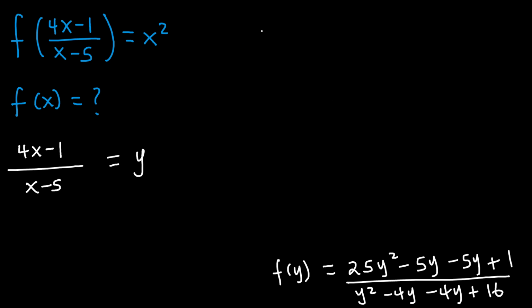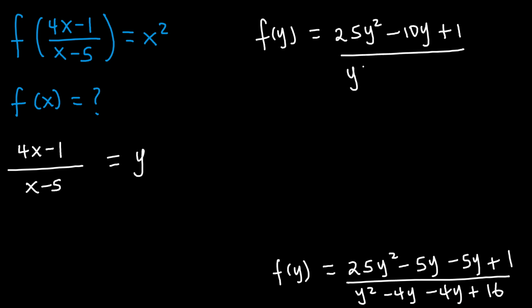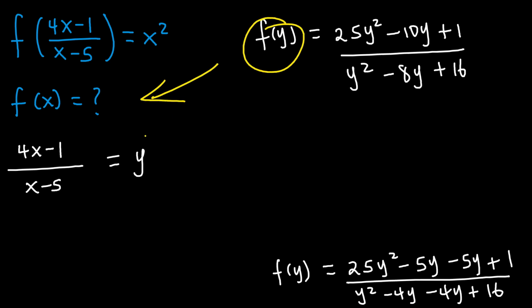And so this will give us f of y equaling, now this will be 25y to the power of 2, and then negative 5y minus 5y, which is negative 10y, plus 1. And this is divided by y to the power of 2 minus 8y plus 16. Now at this point we have f of y, but the problem requires us to find f of x. So what we need to do is replace every y variable with x.